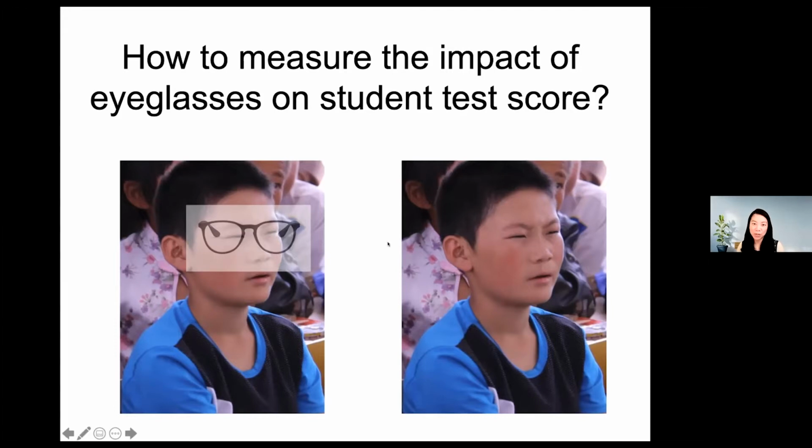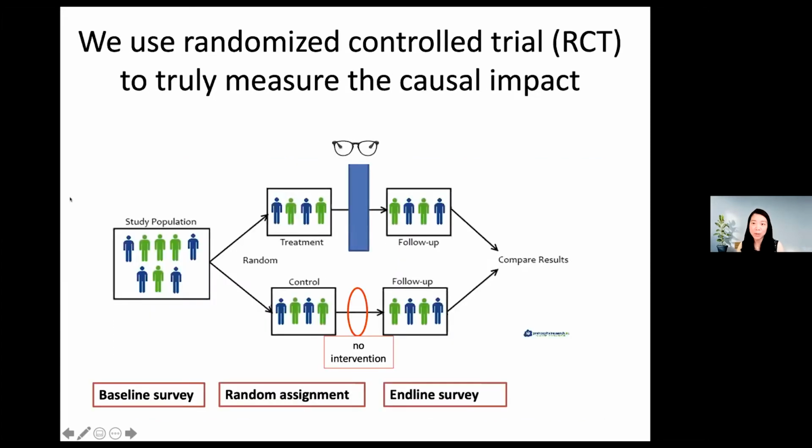So we have to use a randomized controlled trial, or RCT, an experiment, to truly measure the causal impact of providing eyeglasses on students' test scores. So again, every RCT, we can divide it into three phases. The first part is doing a baseline survey. So that includes you select your sample from the study population, and then you randomly assign one group of students to receive treatment and the other group as a control.